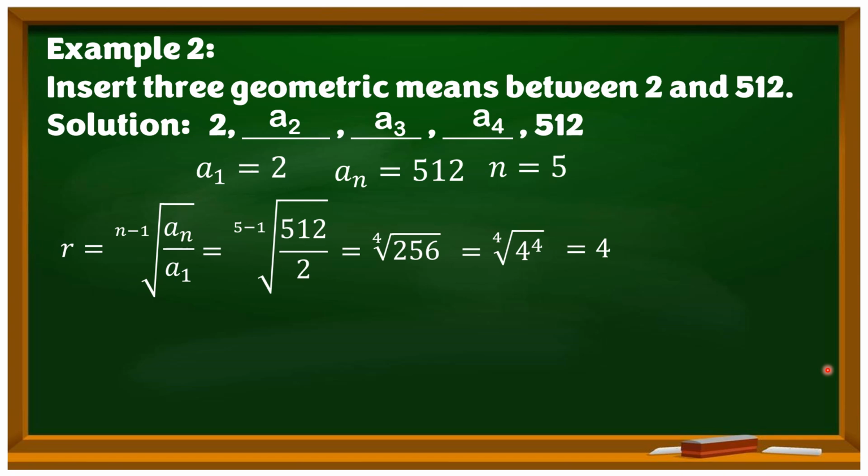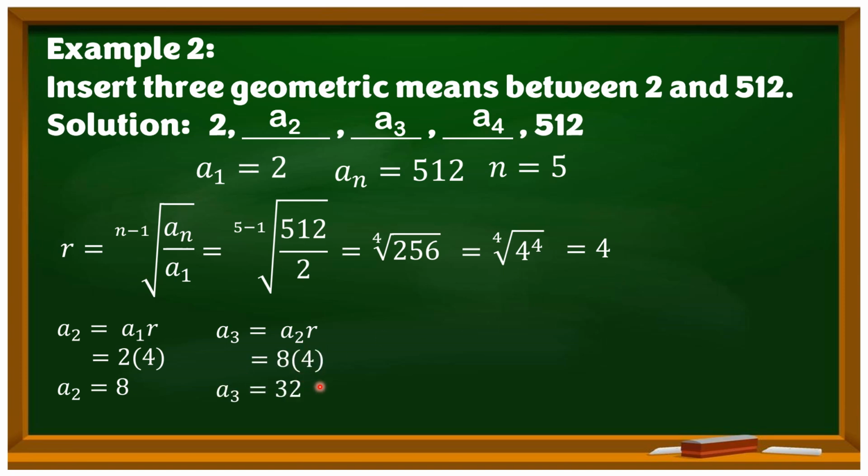Next, we solve for the value of a sub 2, which is equal to a sub 1 times r. A sub 1 is equal to 2, and the value of r is 4. So we have 2 times 4 is equal to 8. The second term is 8. Next, the third term is equal to a sub 2 times r. A sub 2 is 8, and the value of r is 4. So we have 8 times 4 is equal to 32.